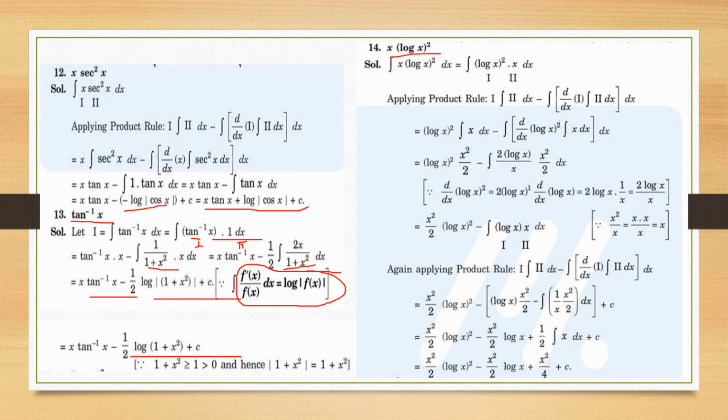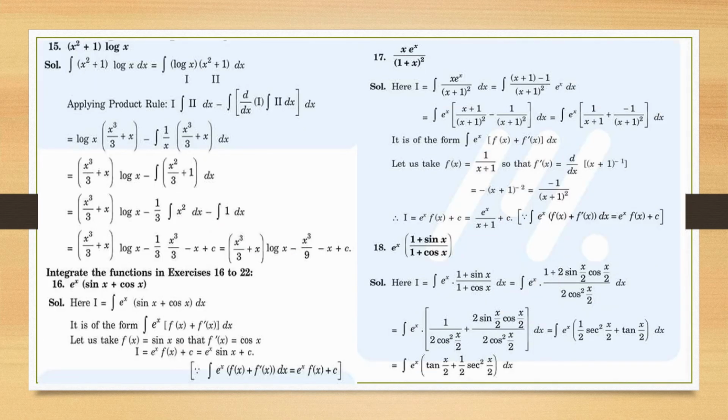X log x whole square, again log x square is first, x is second, so it becomes log x square, integral of x is x square by 2 minus derivative of this is 2 log x, okay, 2 log x into d dx of log x is again 1 by x, and it is x square by 2. So it gets cancelled, and we will get from here again your x square by 2 log x square minus it is again x log x. So again you will apply your integration by part to the second term, and we can just get the answer.